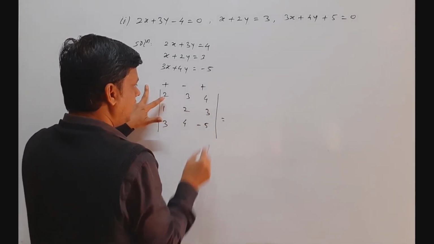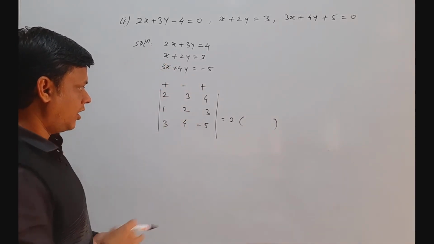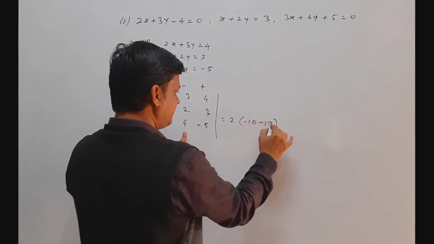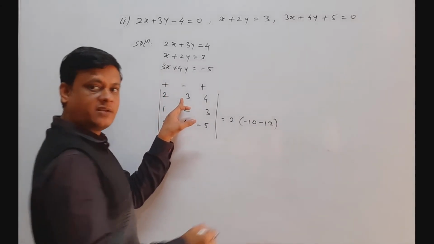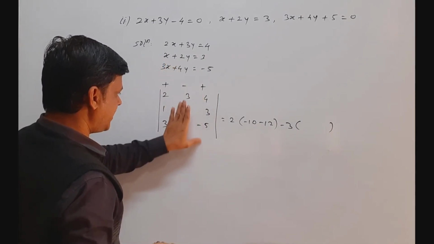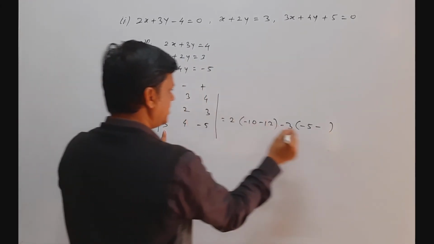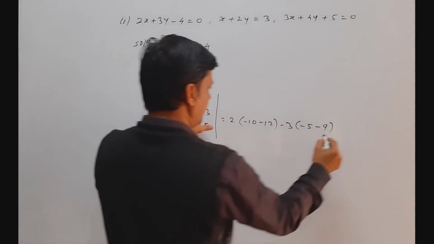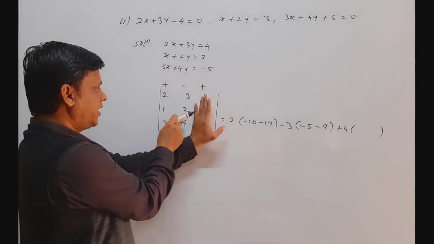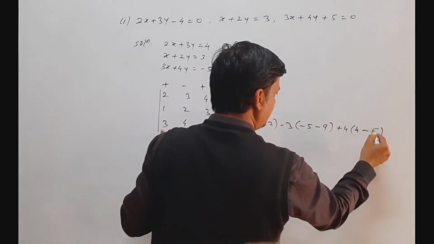So we expand along first row. So write 2 in bracket. So skip first row, first column. 2 into minus 5 we get minus 10 minus 4 into 3 is 12, then plus minus minus 3. So write here minus 3 in bracket. We skip first row, second column. 1 into minus 5 we get minus 5 minus 3 into 3 is 9, then plus 4 in bracket. We skip third column, first row. So 1 into 4 we get 4 minus 3 into 2 we get 6.